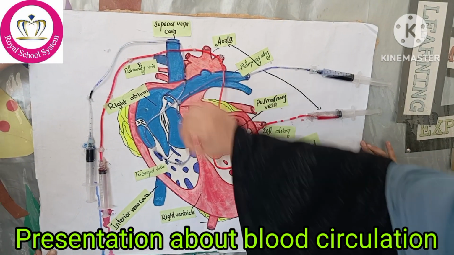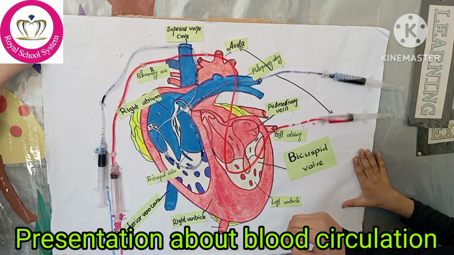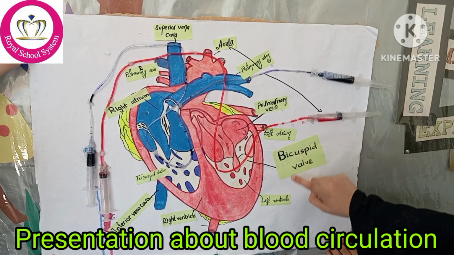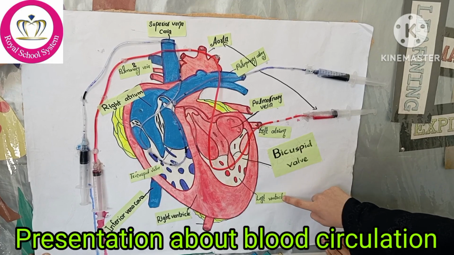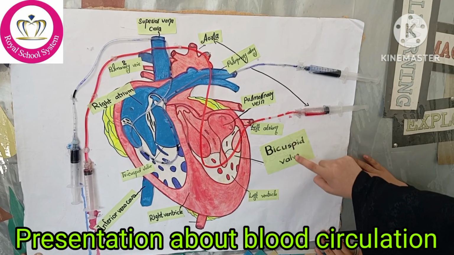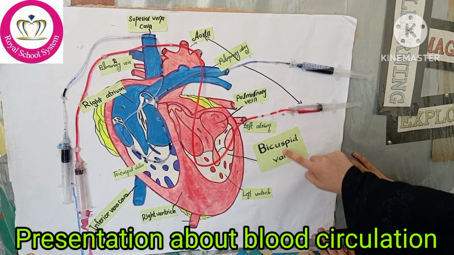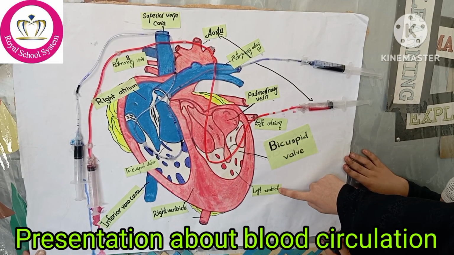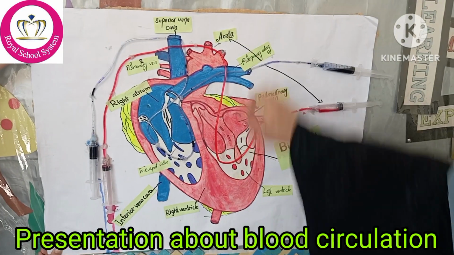The two pulmonary veins transport oxygenated blood from the lungs to the left atrium. From the left atrium, blood enters the left ventricle. Between the left atrium and left ventricle, a bicuspid valve is present. From the left ventricle, blood enters a large artery called the aorta.